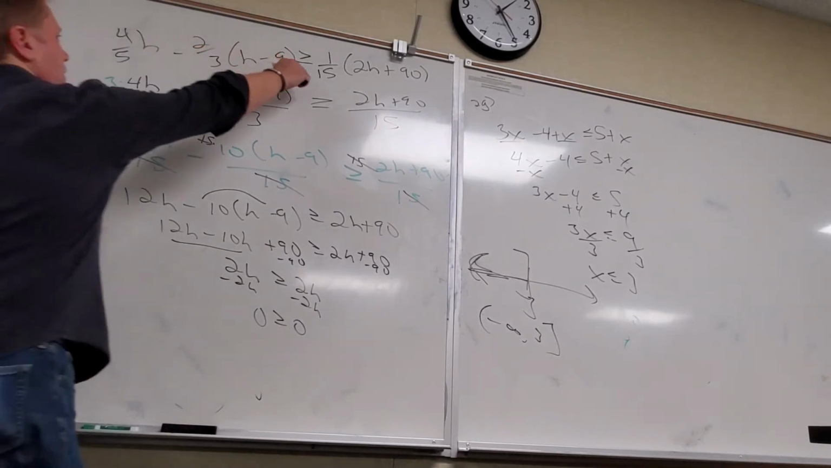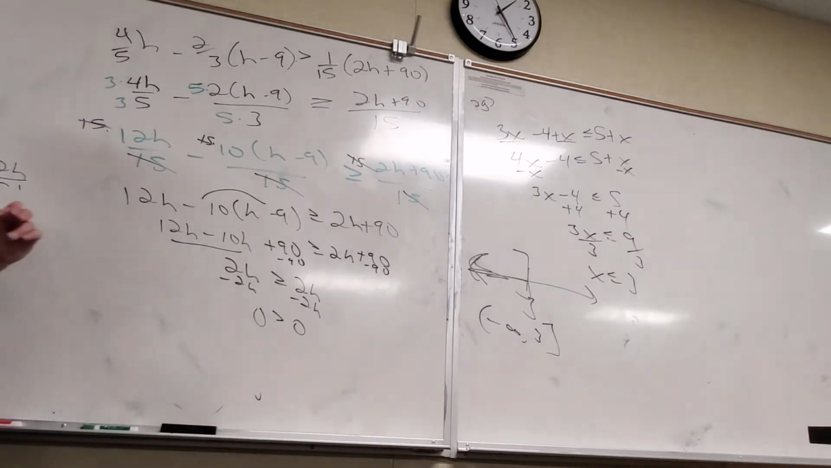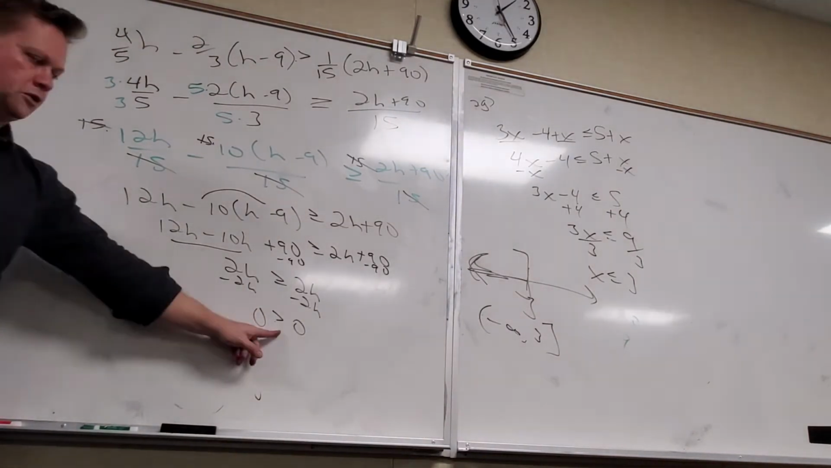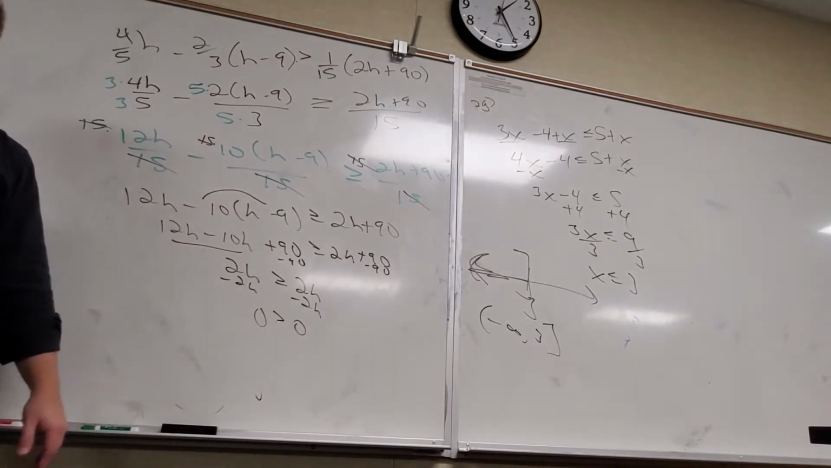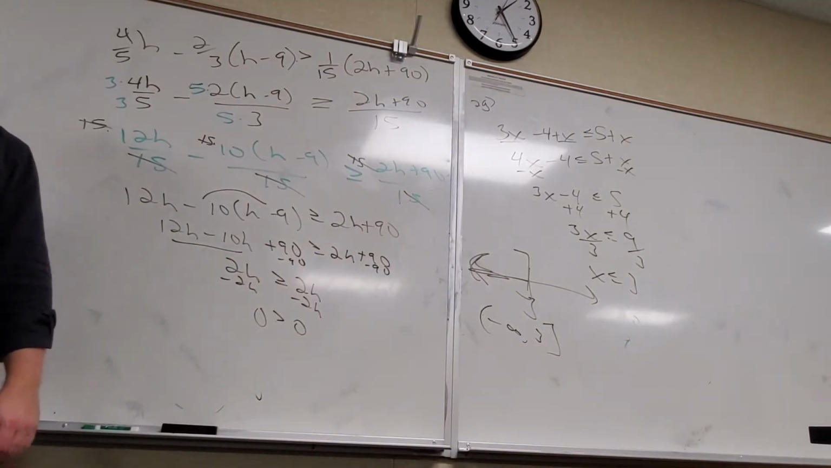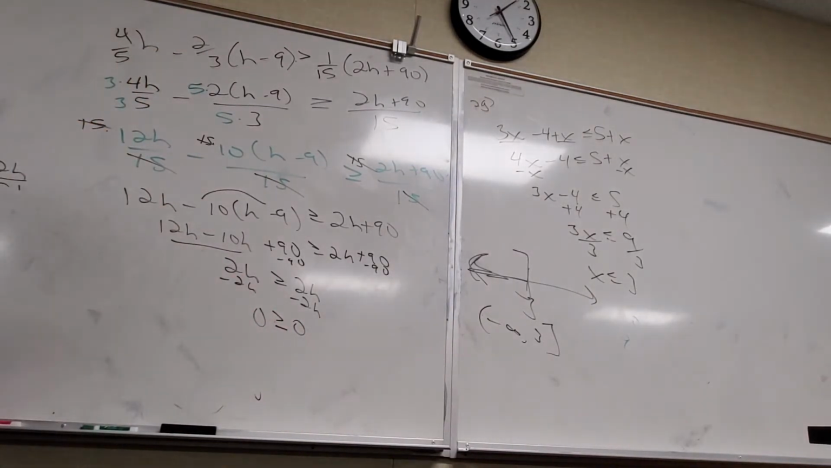If it would not have been equal to, what would the answer have been? If that would have been the way it was, what would the answer be? Is that true? Is 0 bigger than 0? No. Then the answer would have been no solution. There you go, no solution, right? You interpret it the same way as you would in an equation where the variables go away.